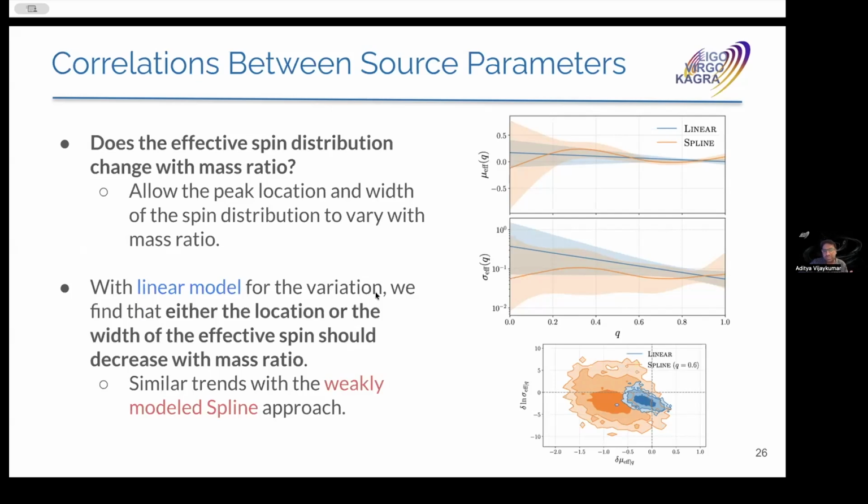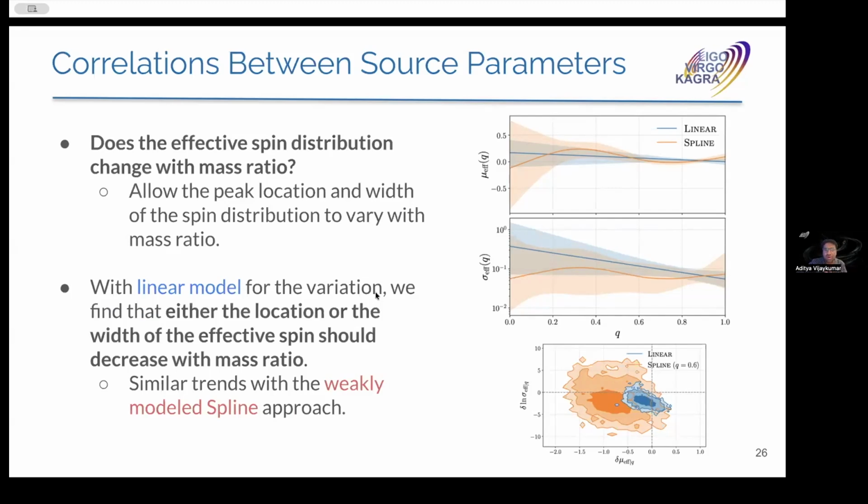Before GWTC-4, the way that this variation looked was that the mean of the chi-effective distribution was known to vary very strongly with Q. In other words, as you increase Q, as you go towards the mass ratio of 1, you would see a lower mean of the chi-effective distribution.